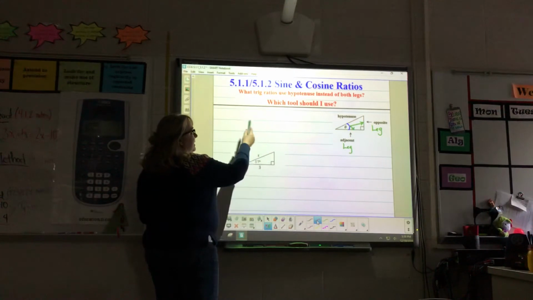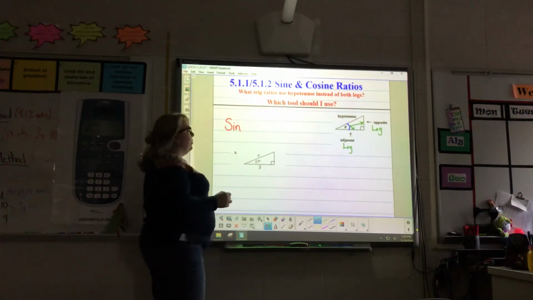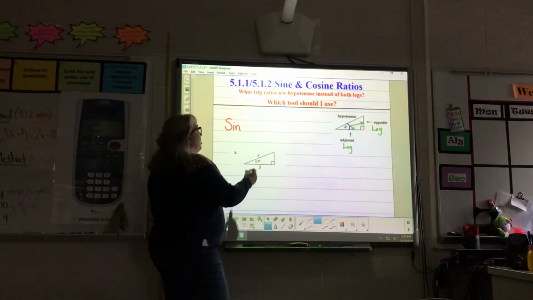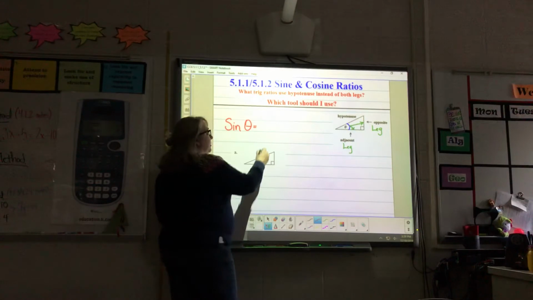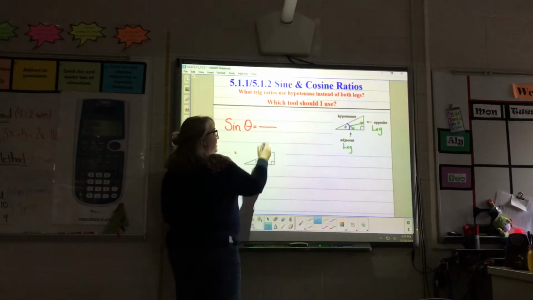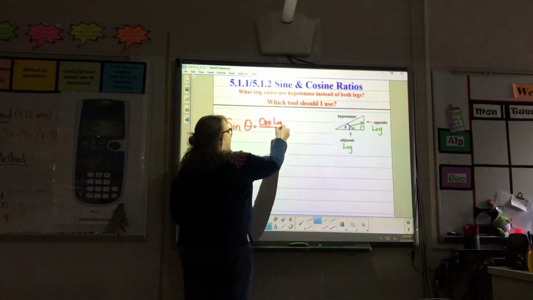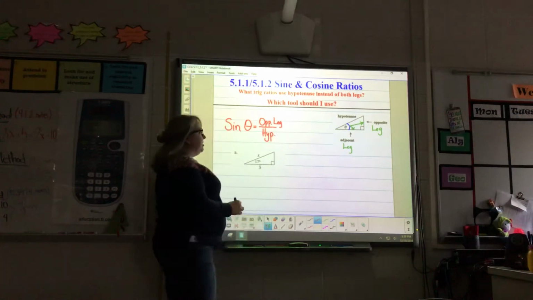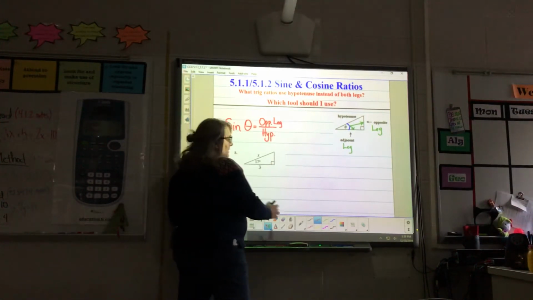Sine is spelled S-I-N-E, but when we abbreviate it and write it in our equations, we just write S-I-N. That's the abbreviation, but you should still say it as sine. So sine of theta is going to equal the ratio of the opposite leg divided by the hypotenuse. It's very similar to what we had for tangent, but tangent was the opposite leg divided by the adjacent leg.